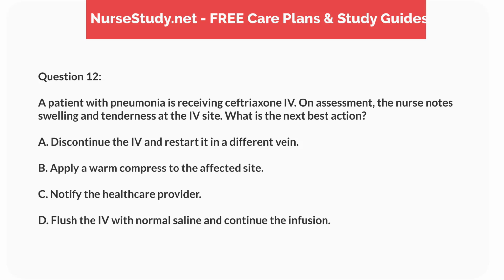Question 12. A patient with pneumonia is receiving ceftriaxone IV. On assessment, the nurse notes swelling and tenderness at the IV site. What is the next best action? A. Discontinue the IV and restart it in a different vein. B. Apply a warm compress to the affected site. C. Notify the healthcare provider. D. Flush the IV with normal saline and continue the infusion.